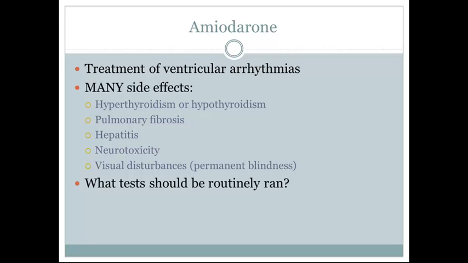Patients need to be tested with a TSH and liver profiles routinely. They will need EKGs to see arrhythmia changes or rhythm changes in the heart. They will need yearly eye exams to know any changes that can cause permanent blindness. And then they also need routine chest x-rays. Generally, we do these routine chest x-rays 1 month after starting the medication, and then every 6 months to a year thereafter to check for any fibrosis that may be occurring due to amiodarone toxicity.